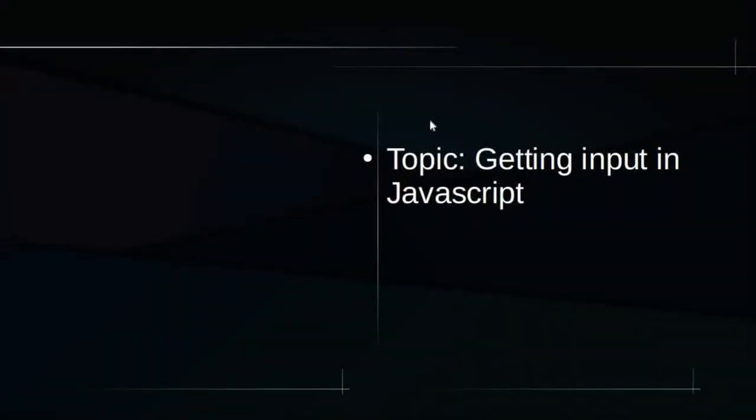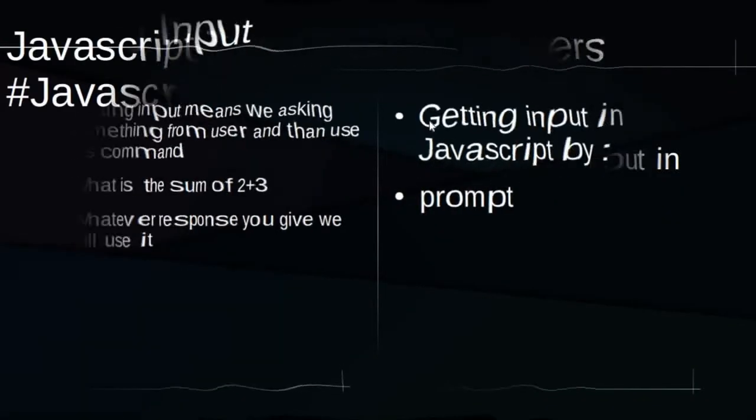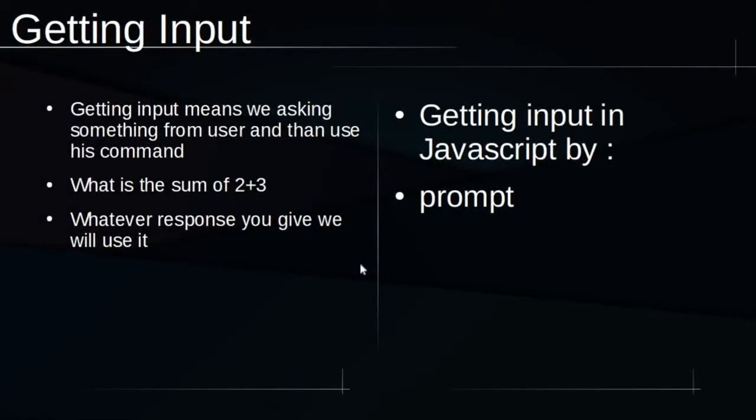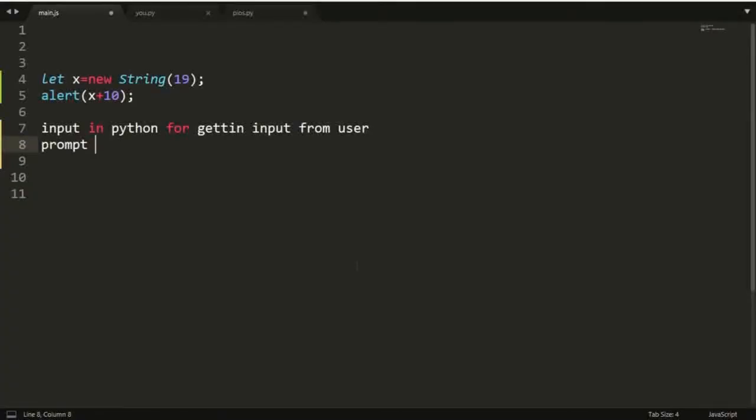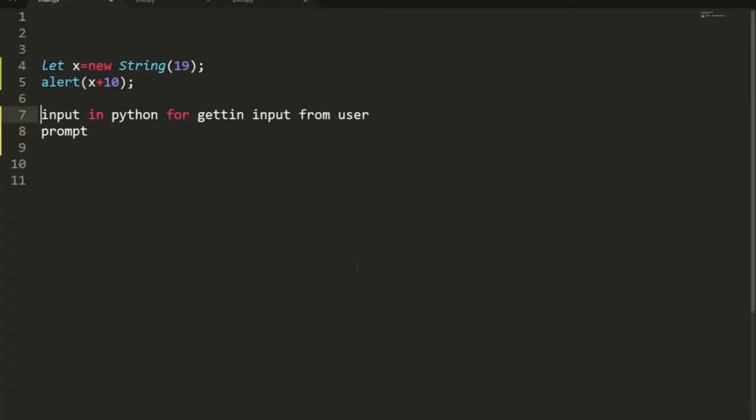So in this tutorial we will discuss getting input in JavaScript. Okay, so getting input, what is the meaning of getting input? I have explained a one minute short introduction about the prompt method, which is used for getting input in JavaScript. As in Python, we have input for getting input from users. So we have an input method and we can put input like this. This is the method in Python which is used for getting input from the user.